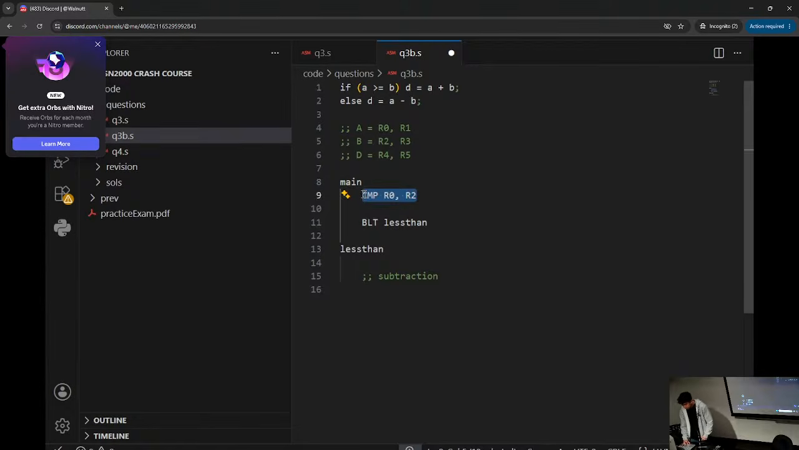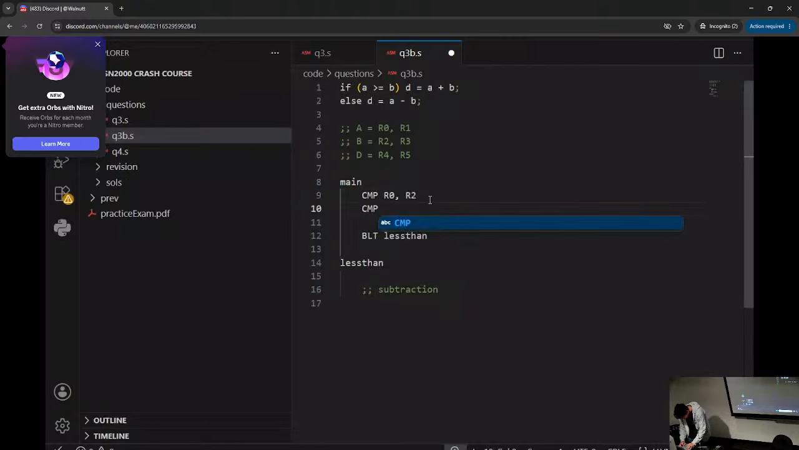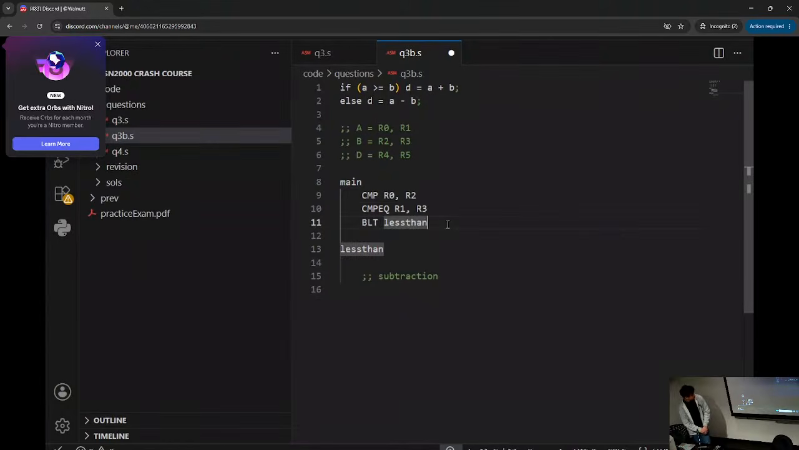But if they are equal, then we need to compare the least significant bits. How do we do that? We can do something like this. We can do CMP, R1 with R3. And then we branch. Now, hold on, let's also mark, yeah. Okay. Does everyone see the logic here? What I've done?